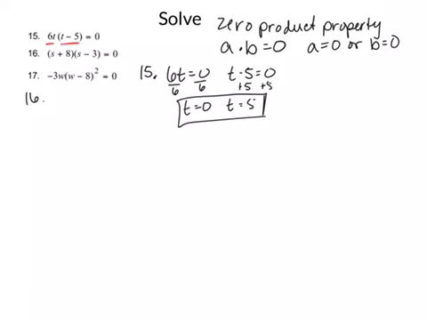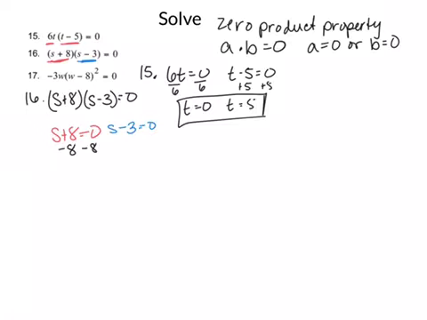For number 16, s plus 8 and s minus 3 equals 0. So we have s plus 8 equals 0, and we have s minus 3 equals 0. I can get two answers. s equals negative 8. Add 3 to solve this one, and s equals 3.